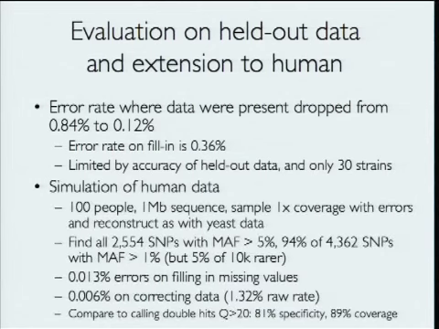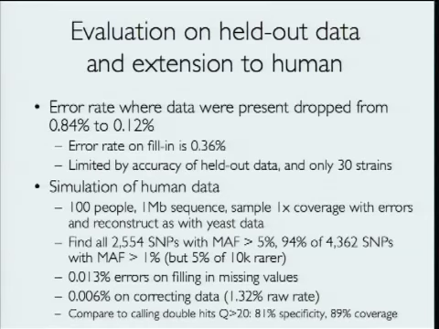So we've also extended this to simulated data sets. For example, for human, we've taken 100 people, 1 million bases, sampled at 1x coverage with errors. We reconstruct that. We find 95% of the SNPs with minor allele frequency bigger than 5%, and 94% of the SNPs with minor allele frequency bigger than 1%. But very importantly, we're not good at finding the really rare things. We can only find the things which are shared. So once you get below 1%, our detection rate drops compared to high accuracy sequencing on single individuals.